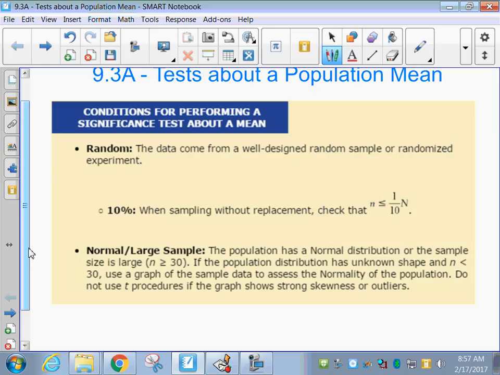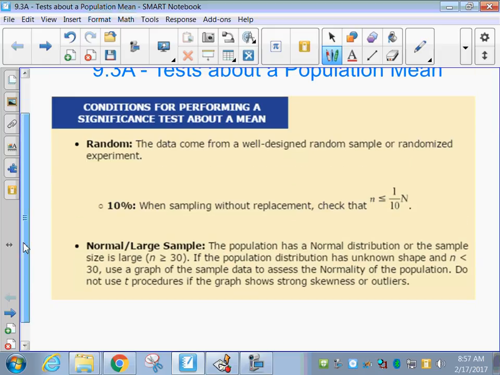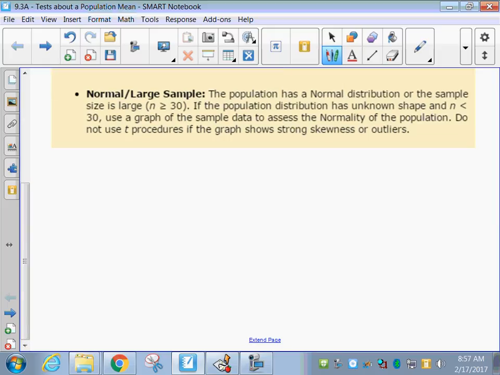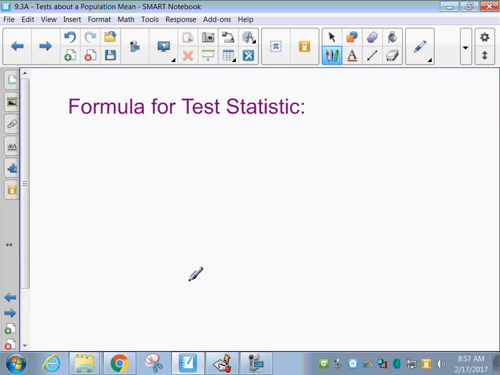So you have to check it's random. We have to check 10%, right? Unless there's an infinite number of something, then you don't have to check 10%. And then normal large counts. This time we don't do the np greater than 10. What do we do for large counts for means? Greater than 30. If it's not greater than 30, what do we have to look at? The graph.